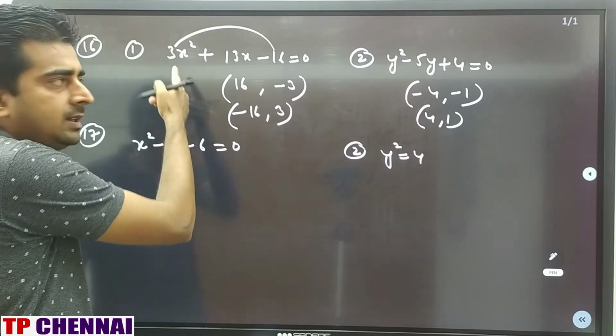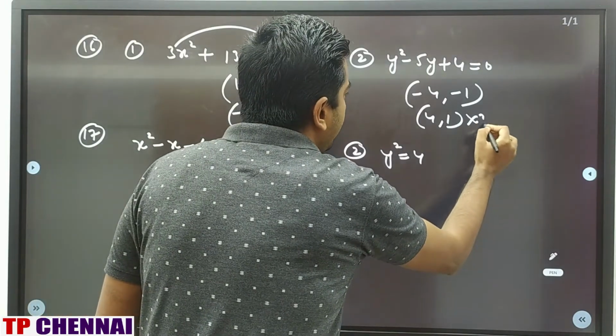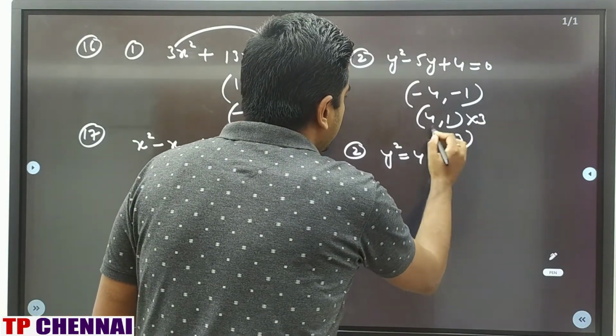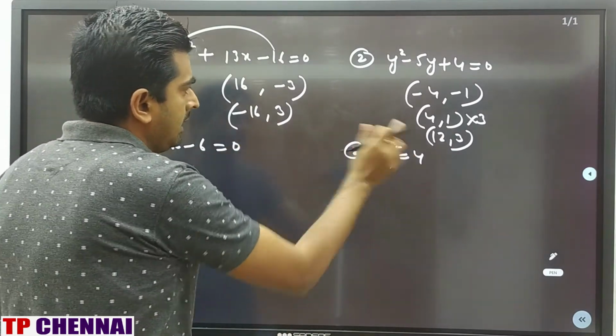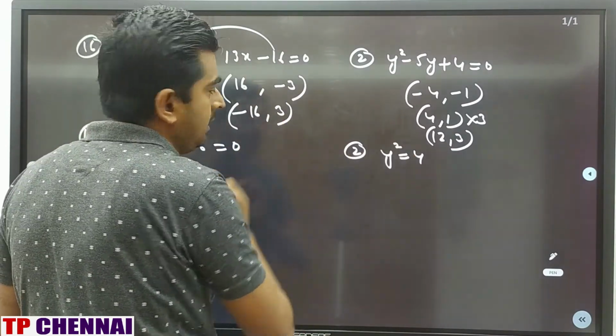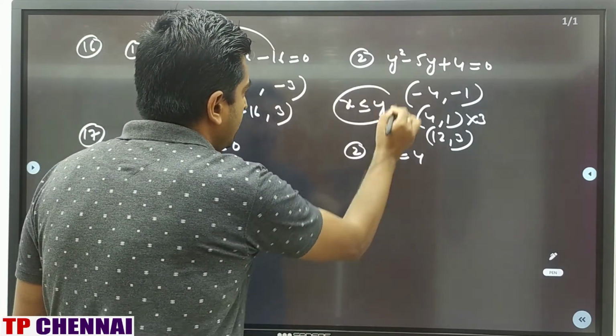Coefficient of x square is 3. Here 1 is there. Coefficient of y square. So multiply this one by 3. This is 12. This is 3. Now you have to compare. Minus 16, 12. Y is greater. Again y is greater. And here y is greater than equal. So x less than or equal to y.